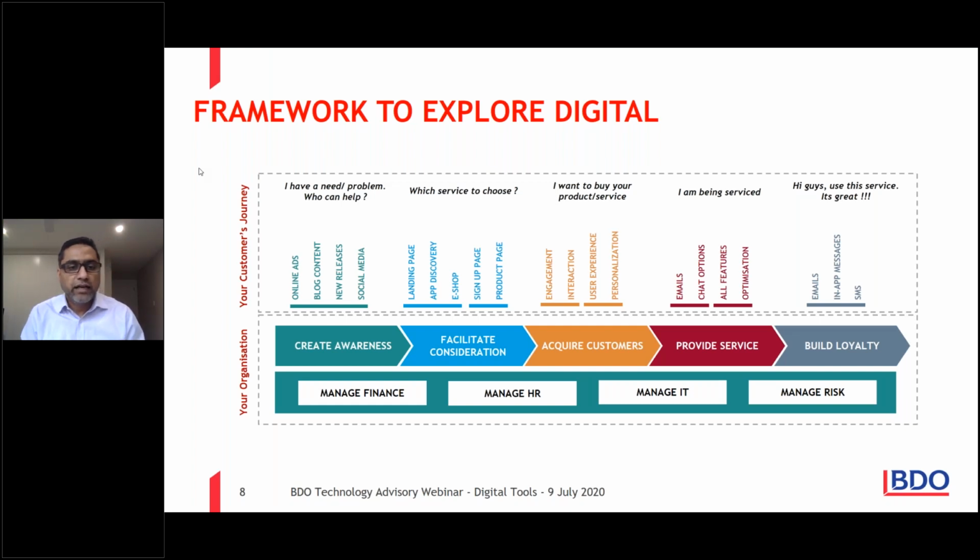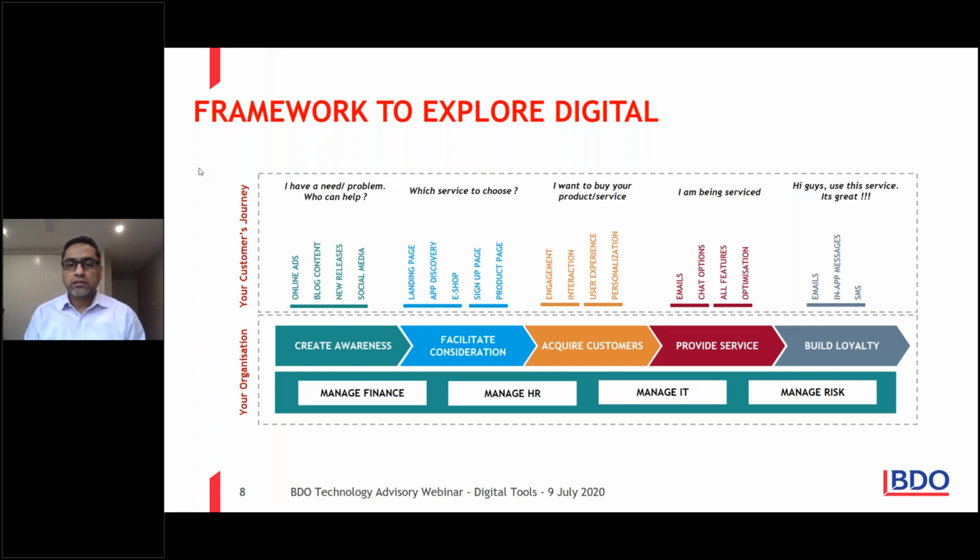Now, it could be a landing page, it could be an app, or it could be an e-commerce site or a sign-up page, product page, etc. But all of that leads towards converting that awareness into facilitating the consideration for your products or services. Once the customers have gone through the consideration part of it, that's where they are ready to sign up for you, and that's where acquiring of customers comes into the picture. So it's around engagement, interaction, experience, and personalization. Those are some of the themes that are underpinning the acquired customer phase.